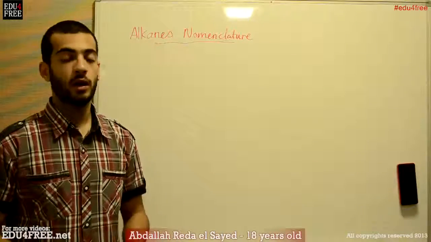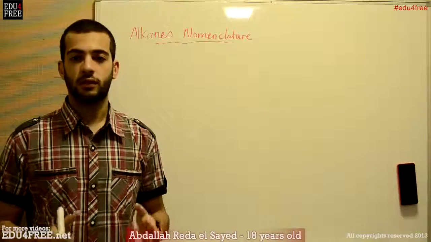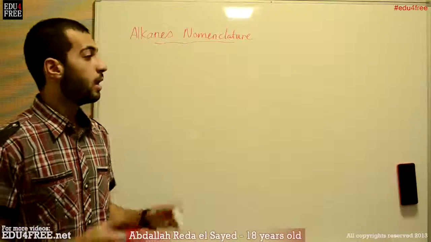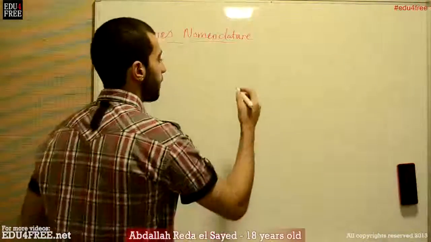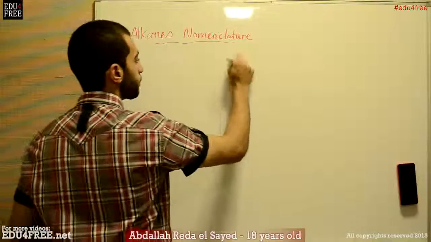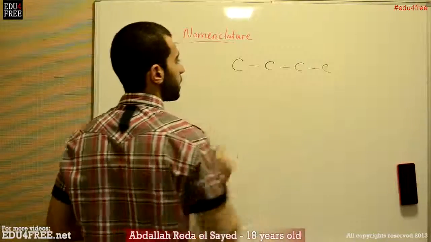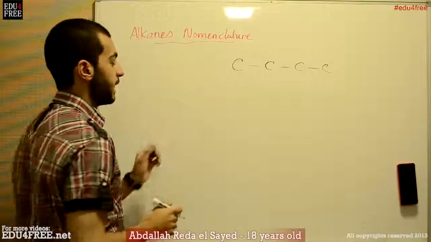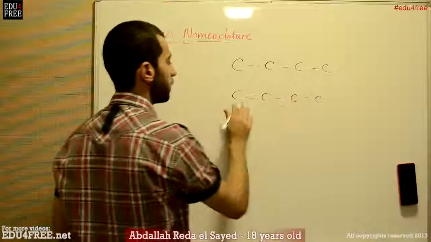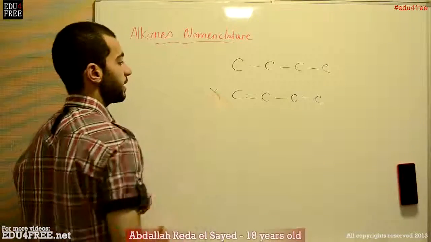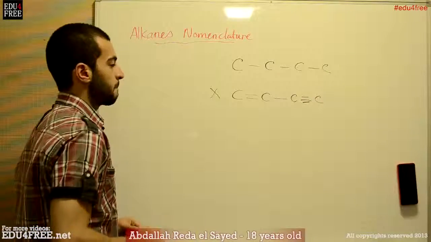Today we're going to talk about the nomenclature of alkanes, and alkanes are a class of hydrocarbons, as we mentioned later, that contains only single bonds. So if I have a carbon chain like that, this is an alkane. If I do have a chain that contains, for example, a double bond like that, this is not an alkane. A triple bond, this is not an alkane.